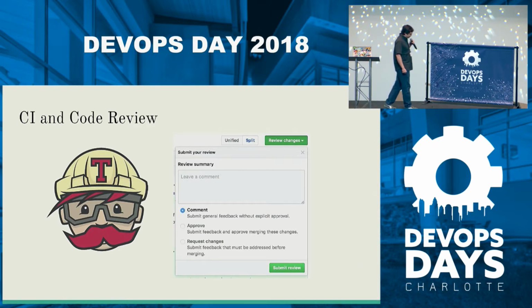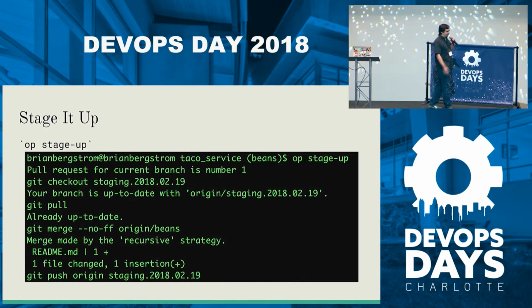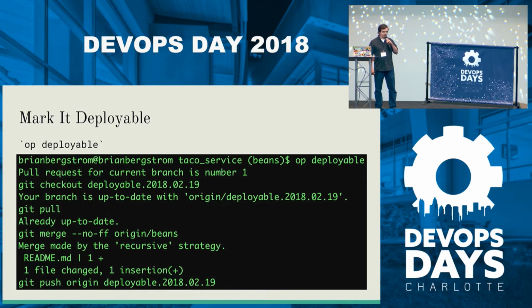Next, we tell OP to stage it up. It figures out what the staging branch is, merges it, and you're on your way to deploying to staging, doing your testing, proving it works somewhere besides just your machine. Once it's ready to go, you tell OP to mark it deployable. If one of those status checks didn't pass, it yells at you. Go back and complete your work. This lets operations know that it's ready to deploy to production, and throws a deployable label on it.